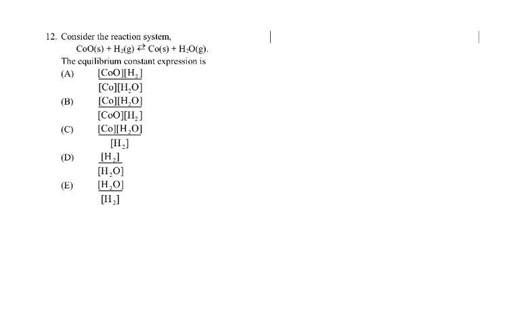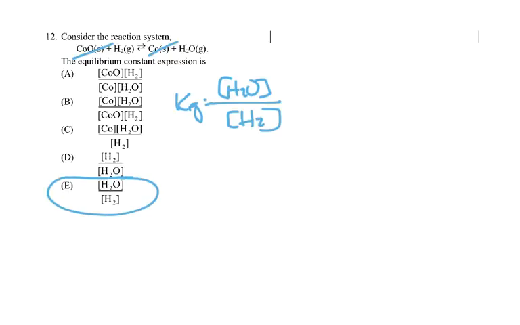Number 12, consider this system. The equilibrium constant expression is, so here we have a solid, that's not going to show up, and here we have a solid, that's not going to show up. So we're looking at something with concentration of H2O on the top and concentration of H2 on the bottom. It's 1 and 1 raised to those powers, so we're looking for something that looks like this. H2O on top, here it is, answer E. H2O over H2.